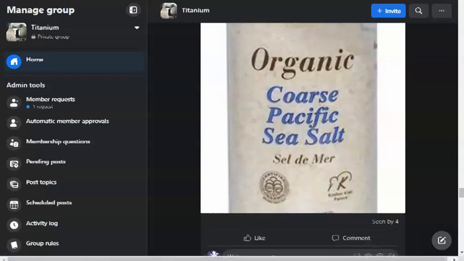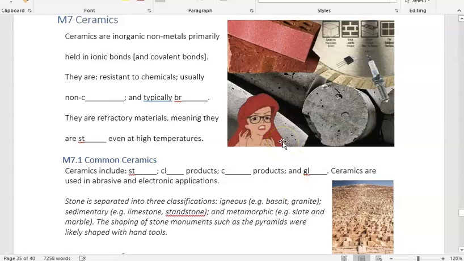Now, obviously, that means that there's different definitions. Paleo Pete has a different definition of organic than me, but we're running with it.